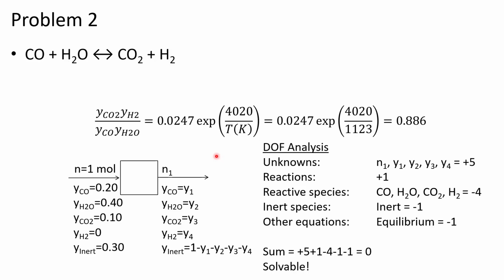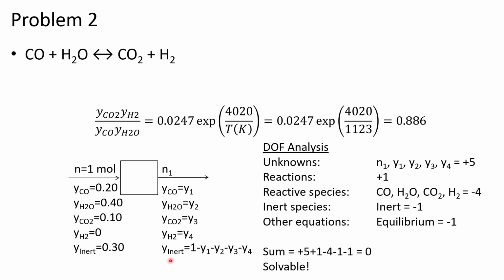For the product that comes out, we know nothing about it. We don't know the flow or the total amount that comes out, so we'll represent it by the variable n sub 1. We don't know the mole fraction of CO; we'll represent it by y1. Nor do we know the mole fraction of water; we'll use y2 to represent it. y3 will represent the unknown mole fraction of CO2. y4 will represent the unknown mole fraction of hydrogen.